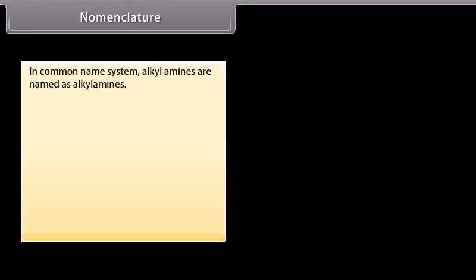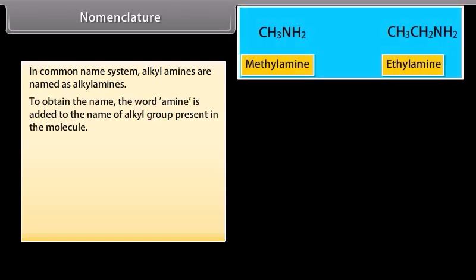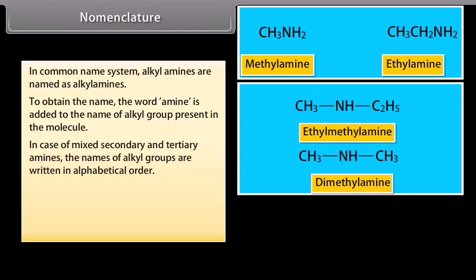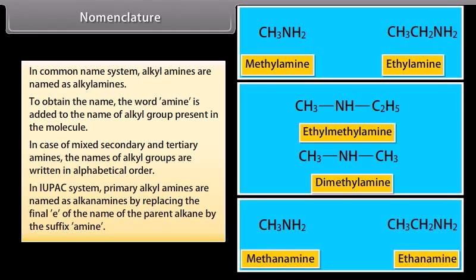Nomenclature. In common name system, alkyl amines are named as alkylamines. To obtain the name, the word amine is added to the name of alkyl group present in the molecule. In case of mixed secondary and tertiary amines, the names of alkyl groups are written in alphabetical order. In IUPAC system, primary alkyl amines are named as alkanamines by replacing the final e of the name of the parent alkane by the suffix amine.